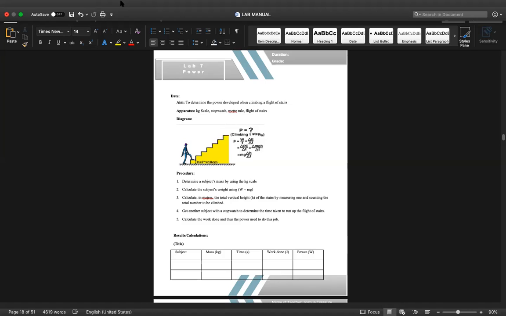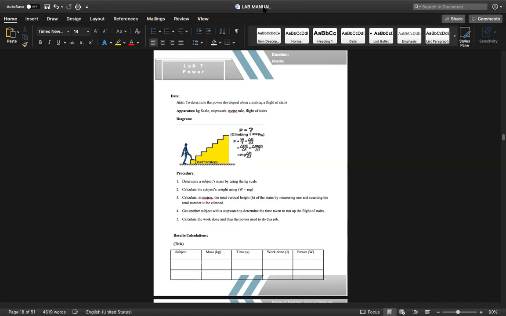The subject mass was determined for the first. All right, yeah, so of course you use past tense, right? The subject mass was determined by using a kilogram scale, or I think I changed this.